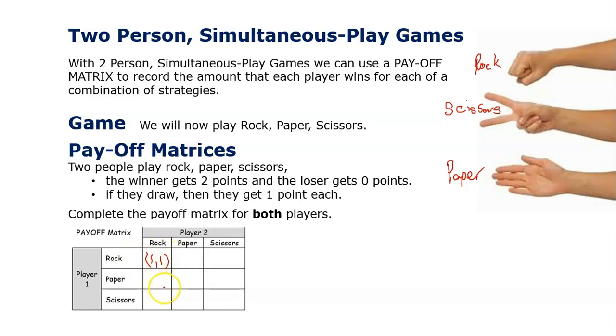And what I would recommend you do is pause the video and just complete this. I'll do one more, then I'll let you do it. So this one down here, what's this? If player 1 plays paper and player 2 plays scissors, well, scissors beats paper. So therefore, player 1 would get nothing and player 2 would get 2 points. So pause the video and then I'll put my answers up.